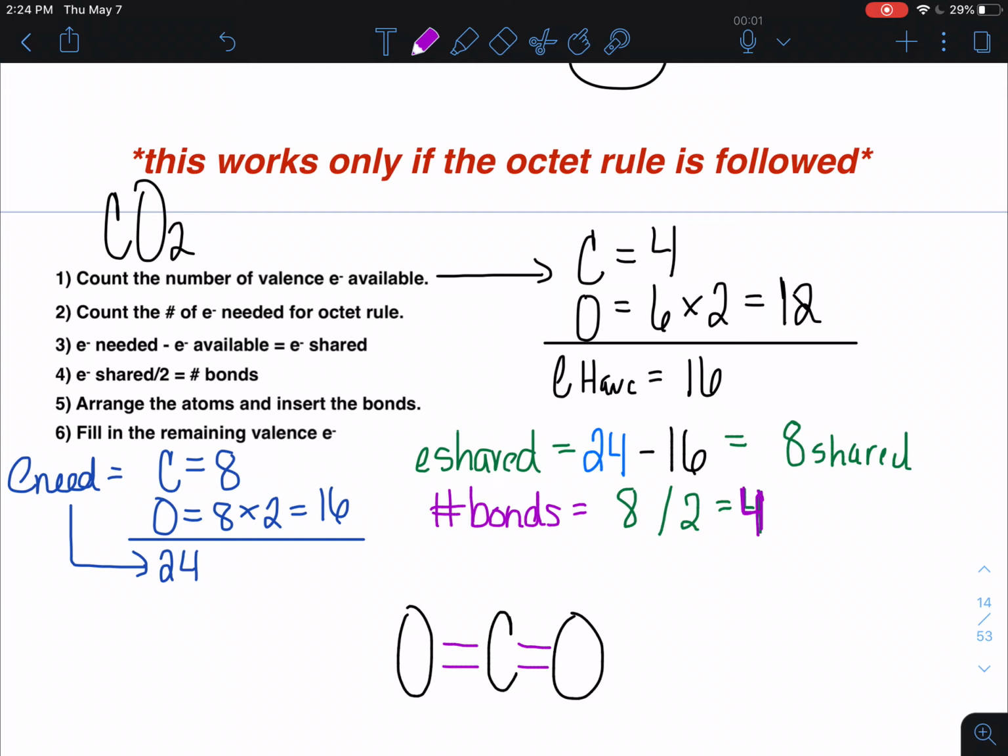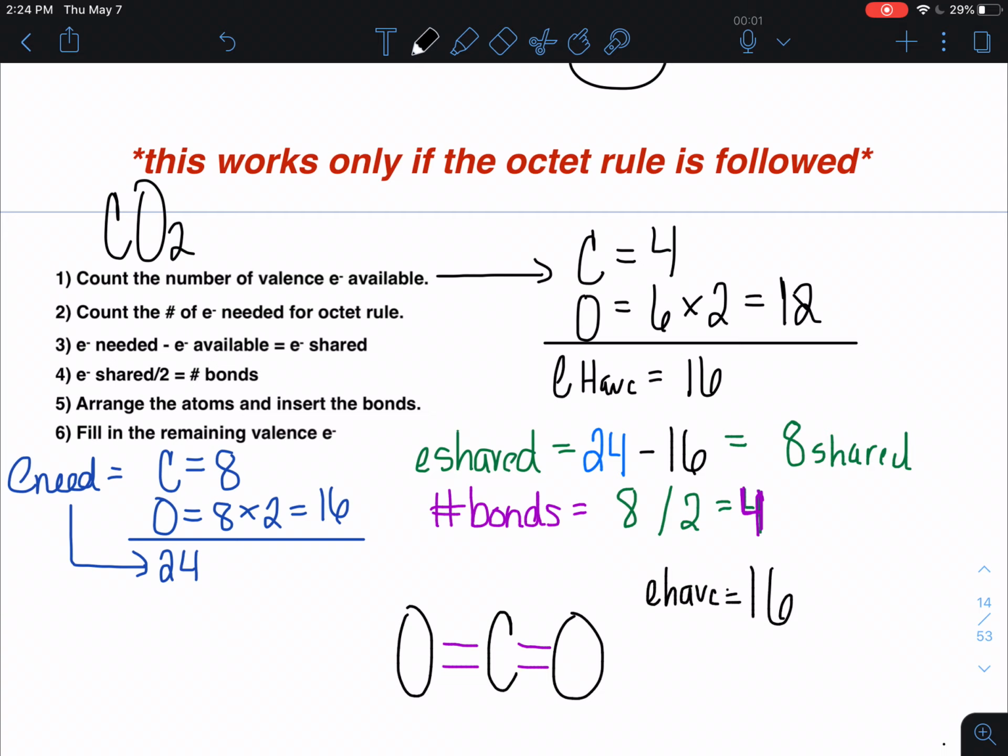All right, so because we placed these 4 bonds, and we started off with 16, that was our E have, right? 16 is our E have. I don't know why I said 12 here. I really honestly have no idea. E have is 16, okay?